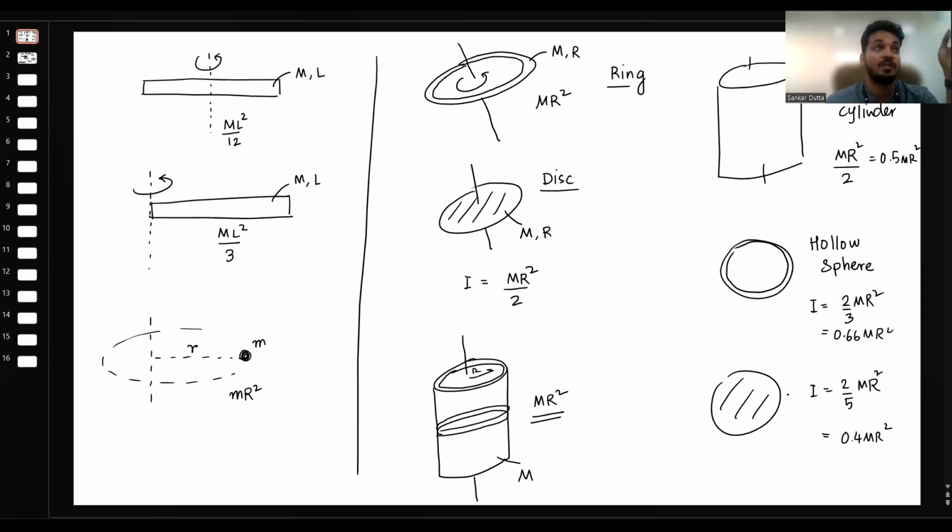I need you to understand this one. Moment of inertia is essentially a measure of how easy it is to rotate something. Something that has low moment of inertia will be very easy to rotate. That is the reason when we allowed rotation, the solid sphere came first, because its moment of inertia was least.